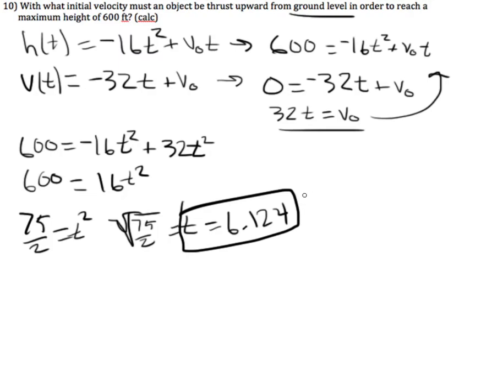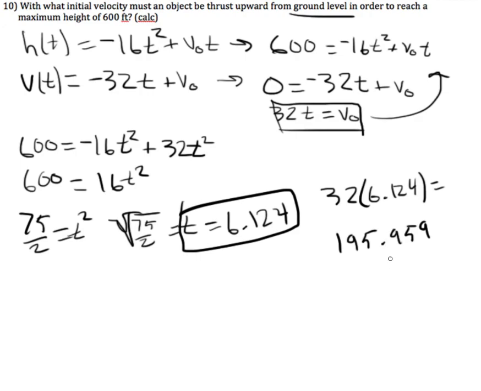Now we need to take this, plug it back in to one of our equations. I'm going to plug it in right here because that's a simple equation. So 32 times that t value, 6.124, and plug that into your calculator, and you are going to get 195.959. And then have we answered the question? Yes, because that is v naught.